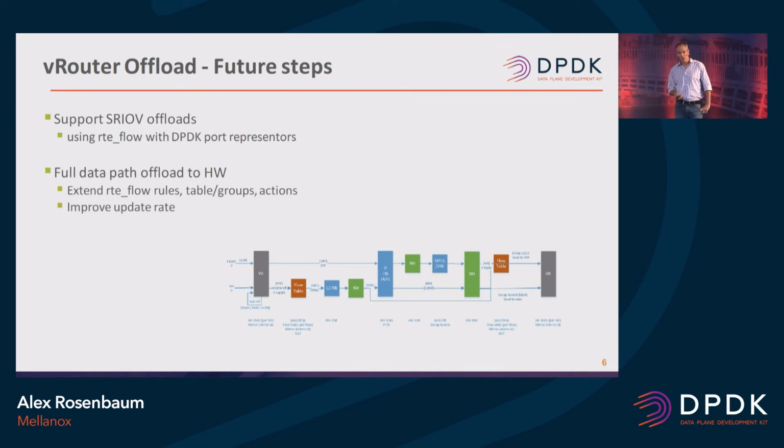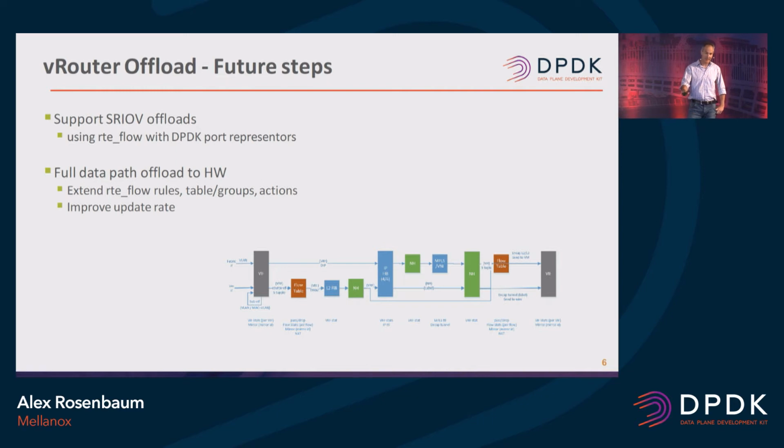Okay, so part of what we want to do next, again in the vRouter, similar to what we are working on with OVS and the guys here, and we've discussed this, is allowing for full SRV support using the RTE flow DPDK representors, which is work in progress in the last and previous releases of DPDK. We want to allow a full data path, and I just put this drawing again so everybody remembers this complicated data path scenario. It means extending our RTE flow to support rules, tables, groups, and actions, which are partially there and partially not there and have to be added.